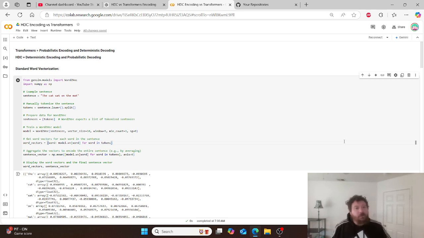And the main difference is that transformers use probabilistic encoding and deterministic decoding, whereas hyperdimensional computing uses deterministic encoding and probabilistic decoding. And we'll get into this within this lecture by focusing primarily on the encoding mechanism and explaining this out.